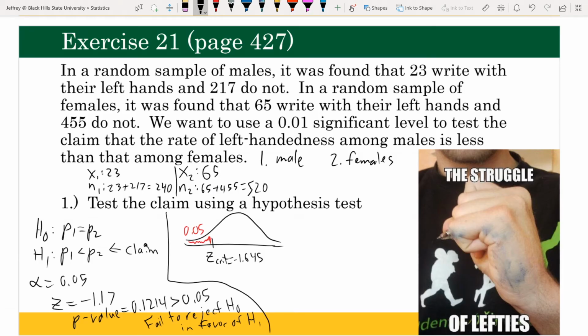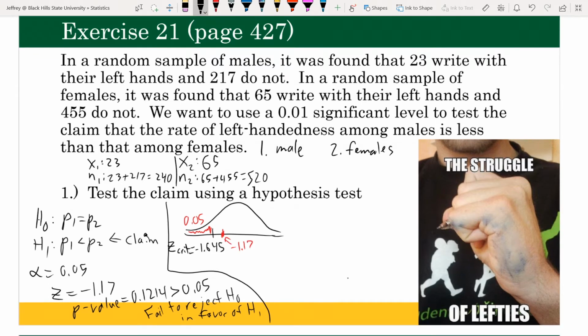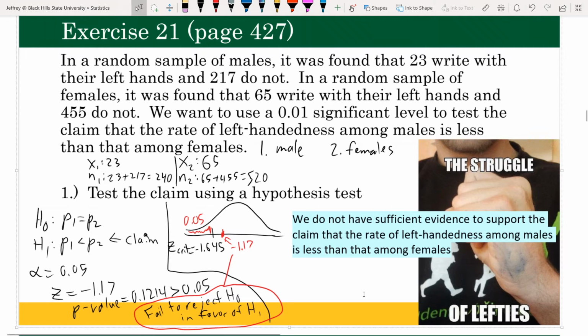If we compare that with our test statistic, it is not inside the rejection region. So of course, we end up with the same conclusion where we fail to reject the null hypothesis in favor of the alternative. So we do not have sufficient evidence to support the claim that the rate of left-handedness among males is less than among females.